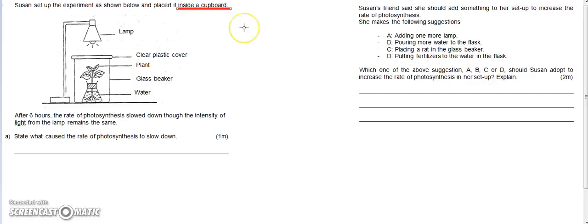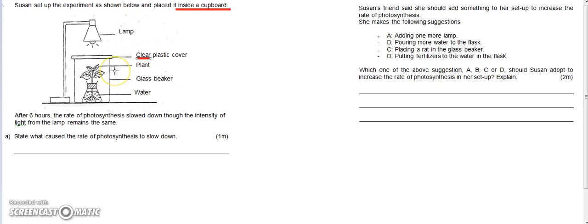Okay, that means everything that is within the experiment is shown here. So you cannot assume that there will be outside light and so on. But inside the cupboard there is a lamp with a constant amount of light. Alright, clear plastic cover. Clear meaning what? It means it allows light to pass through.